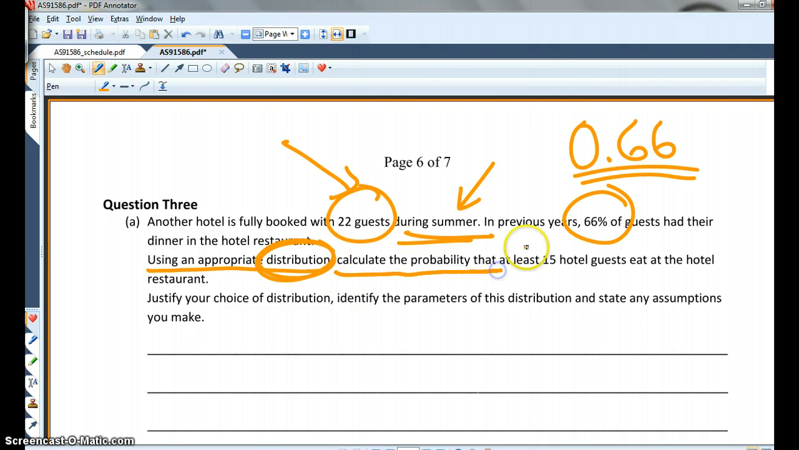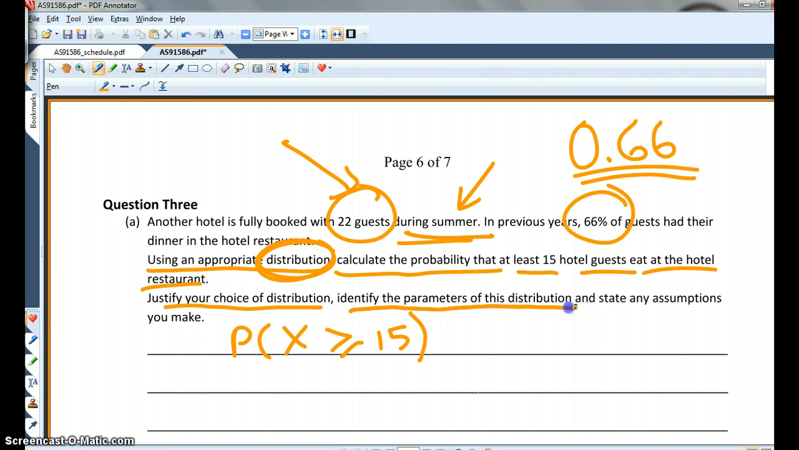Calculate the probability that at least 15, so that means greater than or equal to 15, guests will eat at the hotel restaurant. Justify your choice of distribution. Identify the parameters of this distribution and state any assumptions you make. So what's the distribution?